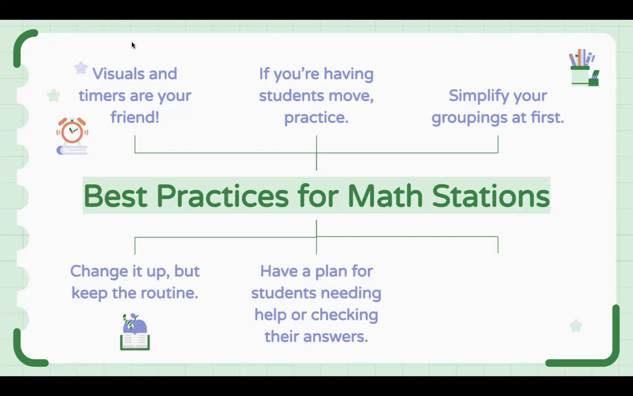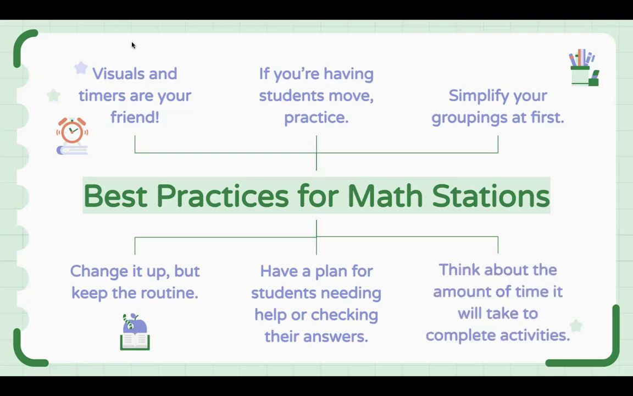Have a plan for students needing help or checking their answers. If necessary, provide students with something self-checking or an answer key that they can look at. Maybe they put their solutions into a Google form or scan a QR code to check their work. And think about the amount of time it will take to complete the activities and try to make them equal or longer than the length of the station. What you don't want is one station that takes 5 minutes and another station that takes 20 minutes to complete.